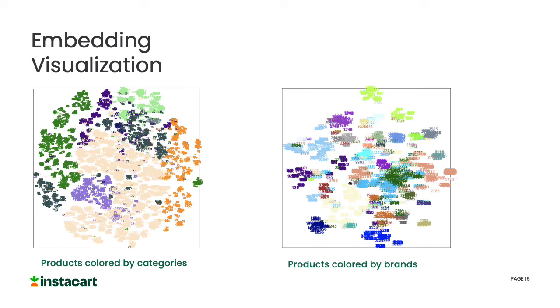We also plot the embedding visualization. We colored the products according to their categories or brand. We apply t-SNE to visualize the embedding vectors in the 2D space. We can see from the figures the embedding models can clearly separate different categories or brands from each other.